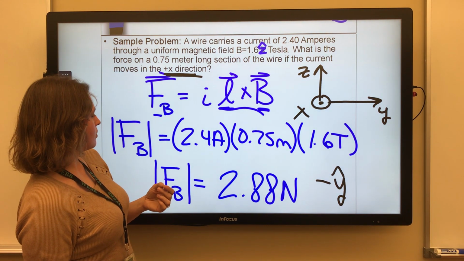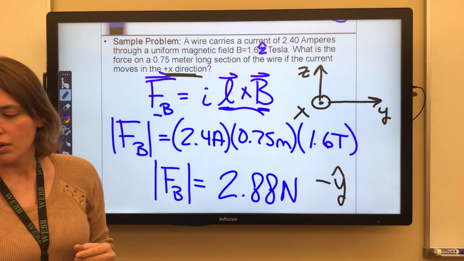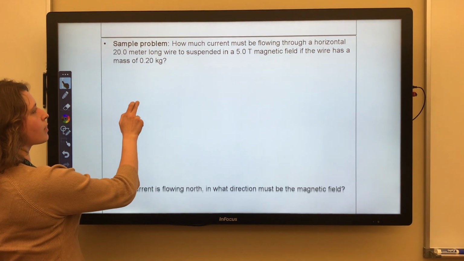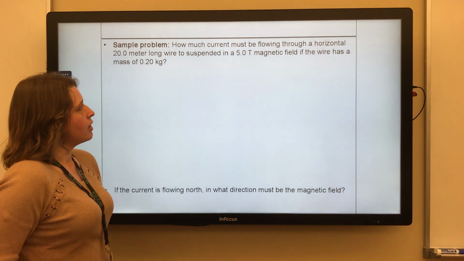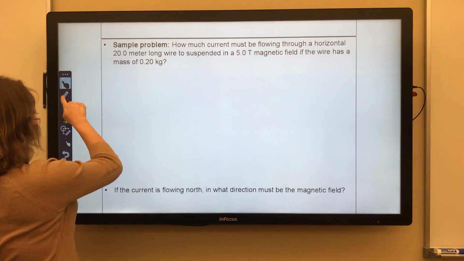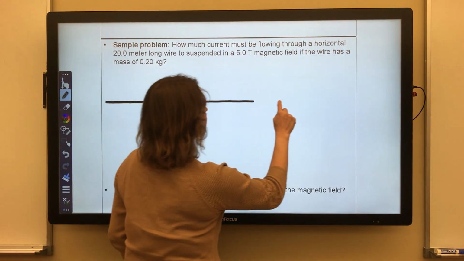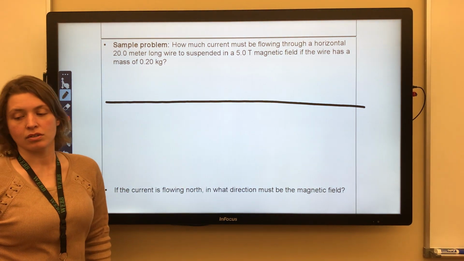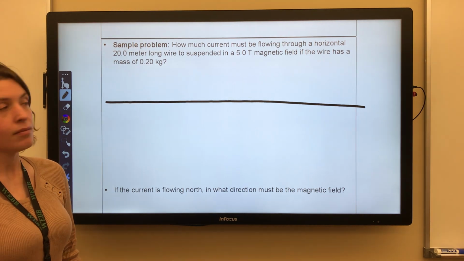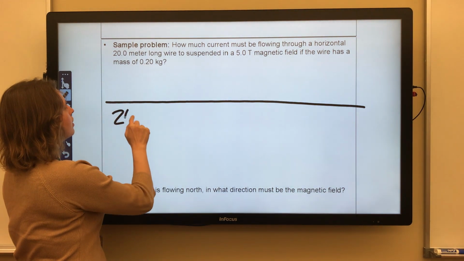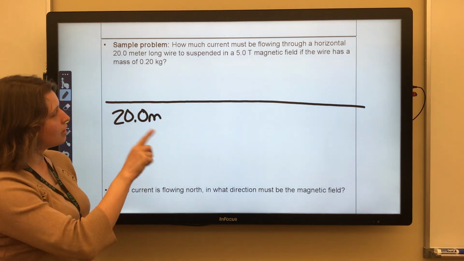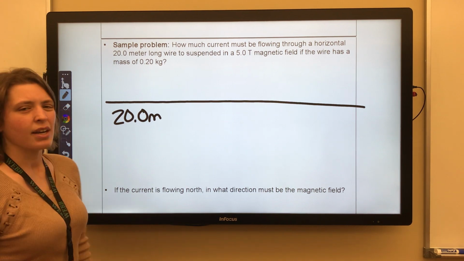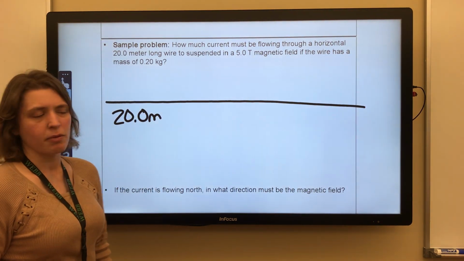All right, so I've got another problem to try out. How much current must be flowing through a horizontal 20-meter long wire that's suspended in a 5 Tesla magnetic field if the wire has a mass of 0.2 kilograms? Okay, so I've got this wire. It's 20 meters long. It is suspended in this magnetic field. I don't know the direction of the magnetic field. We might be able to figure that out later.